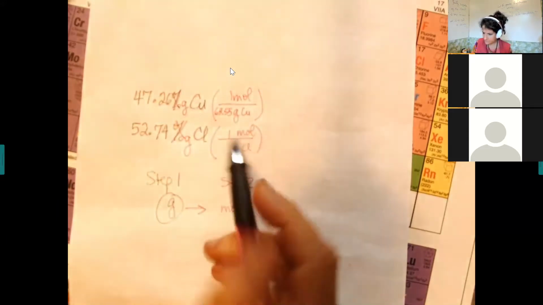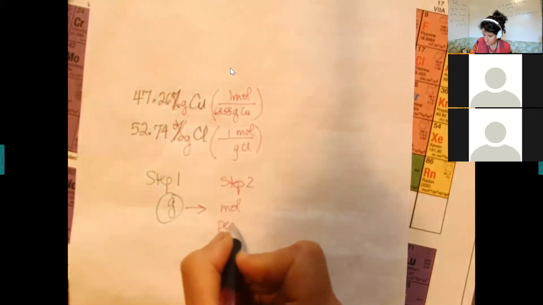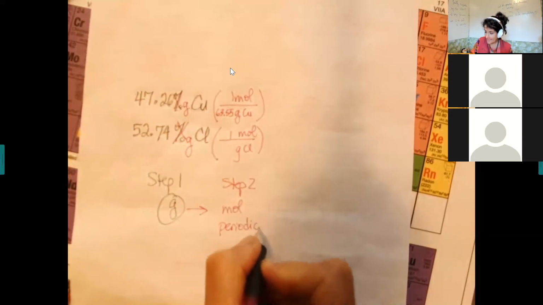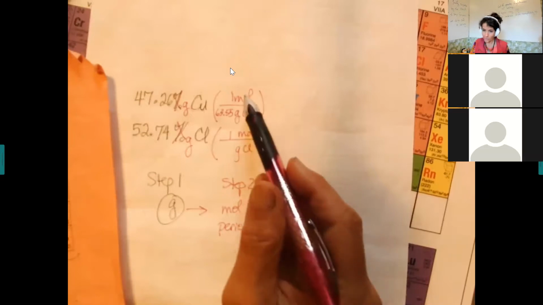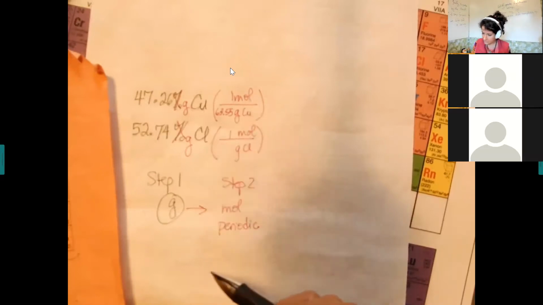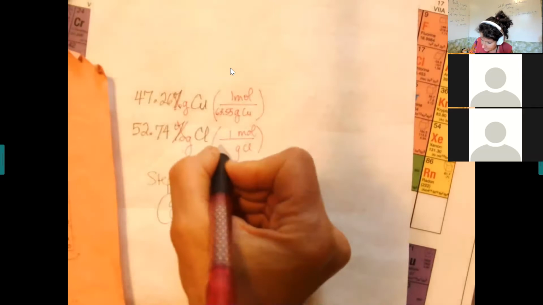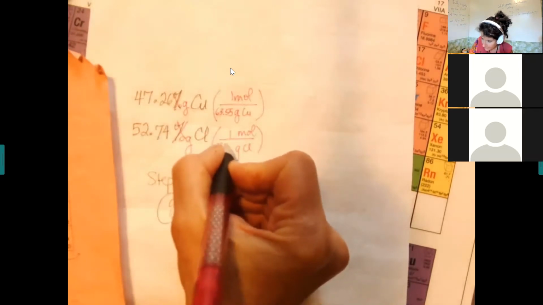All right, so copper, 63.55 grams from the periodic table. And this is, again, the question you asked me, Spencer. That is grams per mole. We're just flipping it so our units cancel out. And then chlorine is 35.45.